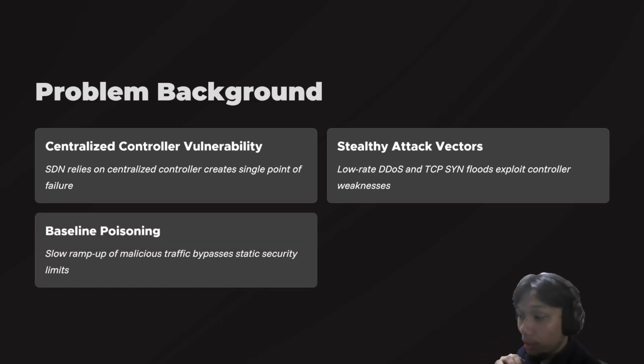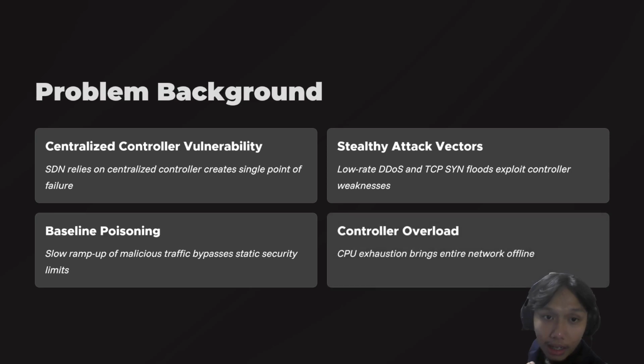And the third one is baseline poisoning. This is how attackers bypass detection these days, by slowly poisoning the network baseline. And the next one is controller overload. If these problems happen, the SDN will be overloaded and CPU exhaustion brings the entire network offline.